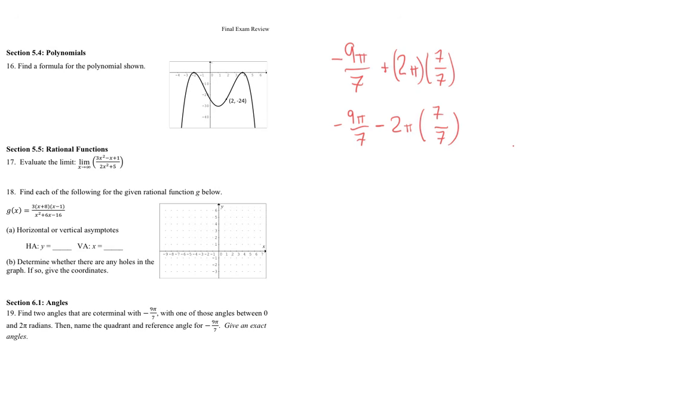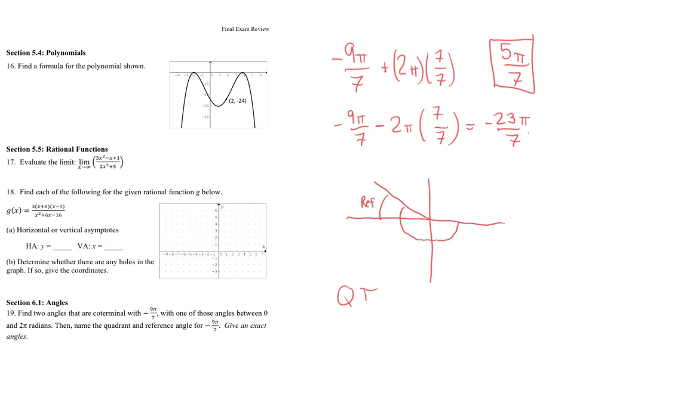Now we have this negative 9 pi over 7 angle, which we know goes a little bit farther than 1 pi in the negative direction, so it's around here. And our reference angle is going to be this little angle right here. This is our reference angle from the x-axis. So we know that this is in quadrant 2. And this little reference angle is going to be 2 pi over 7.